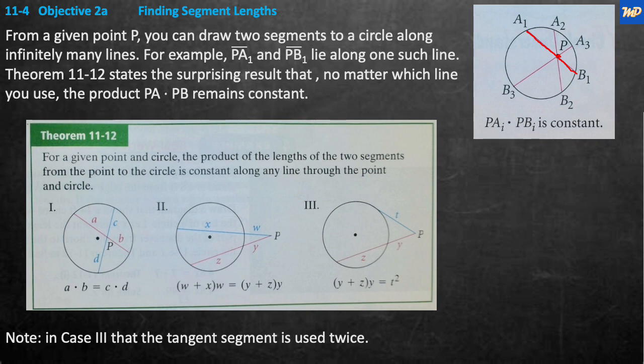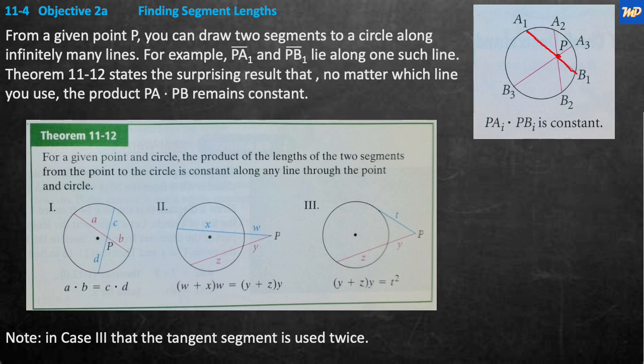So one of these is a chord through the circle that intersected P, that P was part of that chord, right? Theorem 11.12 states a surprising result: no matter which line you use, whether it's PA2, PB2, PA3, PB3, whichever one you use, you could draw as many as you wanted and name them as many times as you wanted to, the product PA times PB is constant.